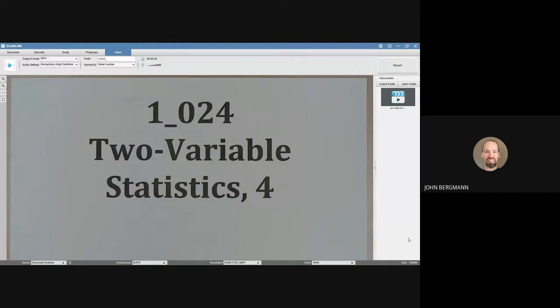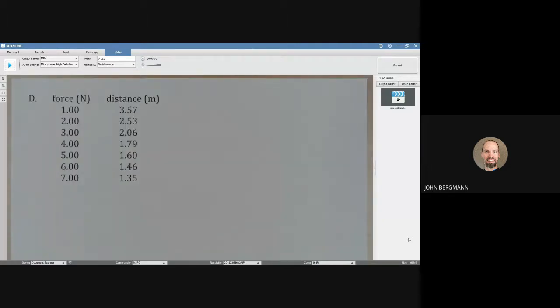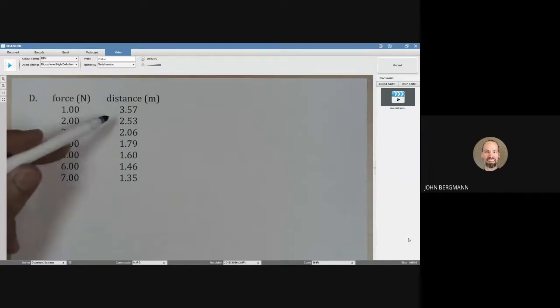Here's another example of a two-variable statistics or linear regression problem. So here we have some data, and we want to linearize it. As we've mentioned in previous videos, the first step is to make sure that both data sets are on the increase, and that is not the case here. The force is increasing, but the distance is decreasing, and that isn't going to work.